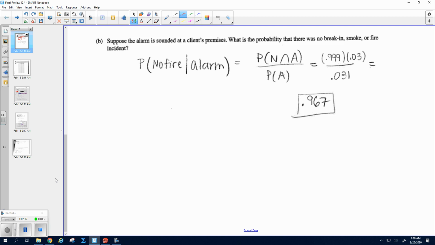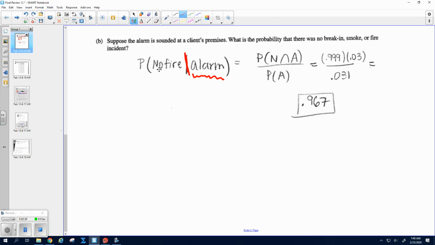So suppose the alarm is sounded at a client's premises. So that means we know the alarm went off. That's the given part, okay? This bar means given. We know this happened. What's the probability there was no break-in, smoke, or fire?